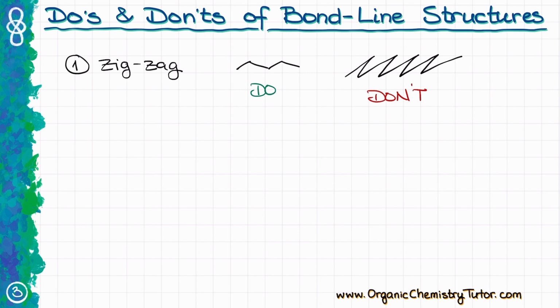As an instructor, when I used to grade hundreds of tests and students drew sloppy structures that were difficult to interpret or ambiguous, I would just give them 0 and move on. I wouldn't sit there and guess what you mean by that.